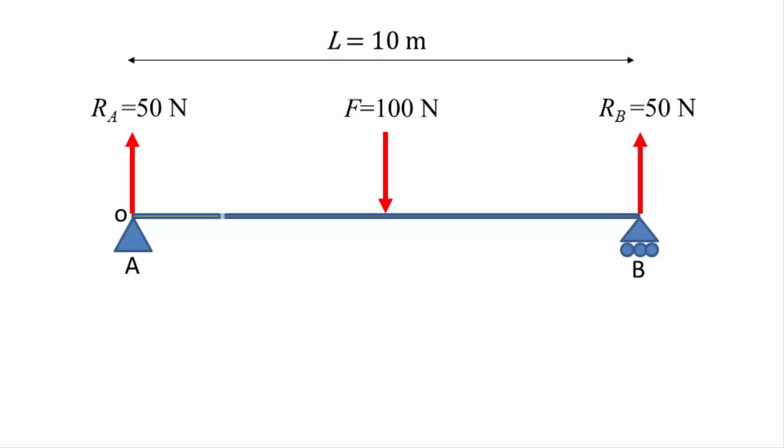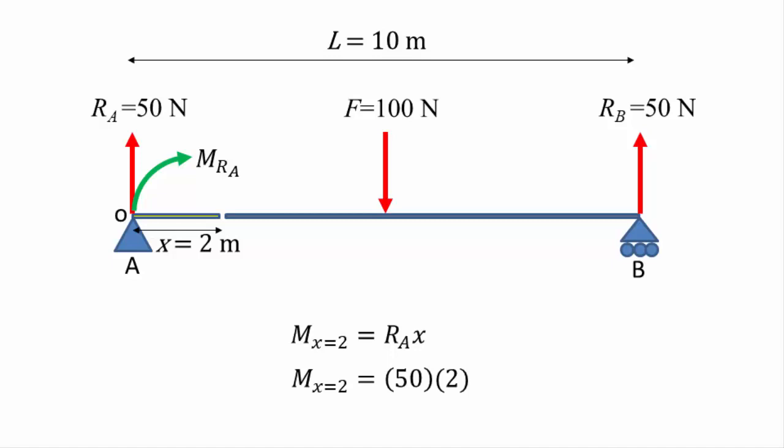Now let's move along the beam to a distance of 2 meters from the origin. We'll cut the beam here and determine what the bending moment is about this point. From the diagram we can see that the only force up to 2 meters is still Ra. As Ra points upwards, it will want to bend the beam about the cut point in a clockwise direction as shown by the green arrow in the diagram. The clockwise direction is positive in our sign convention. So the moment at the distance of 2 meters is given by Ra multiplied by 2. This gives us a value of 100 Newton meters.